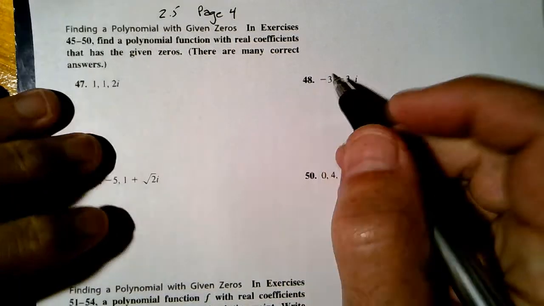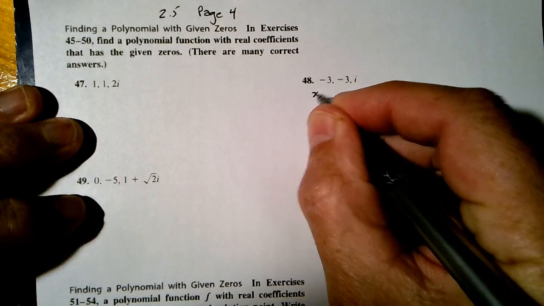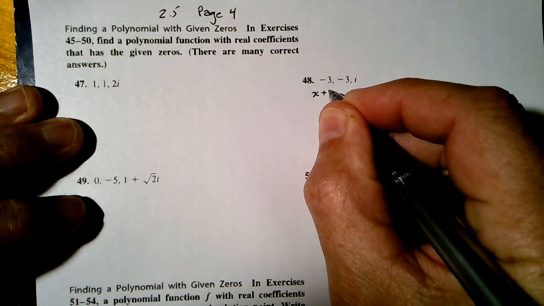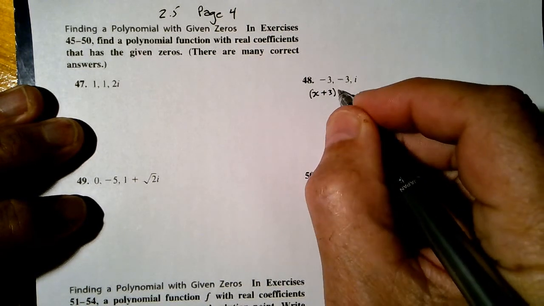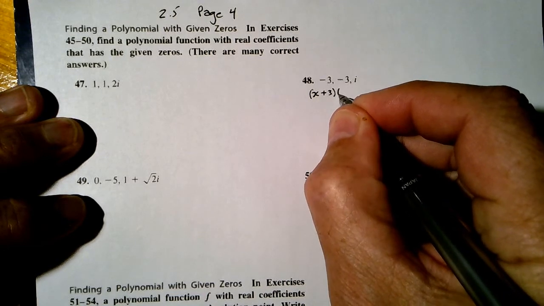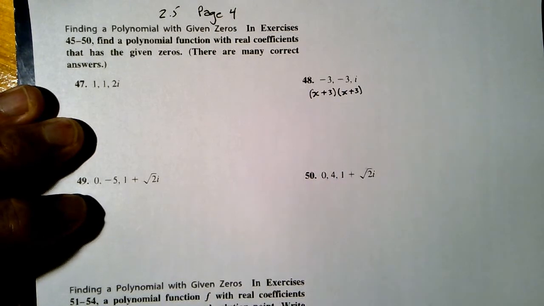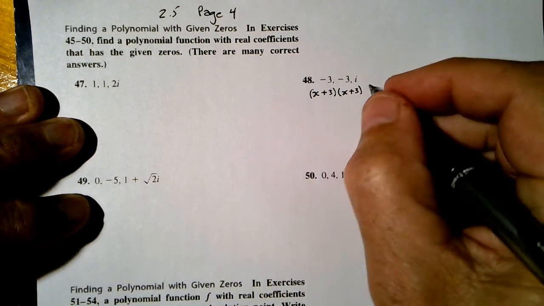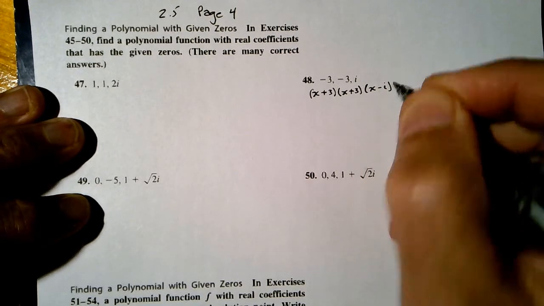So, if -3 is a 0, then x minus -3, or x plus 3, is a factor. -3 is a second 0. X plus 3 is another factor. And i is a 0. X minus i is a factor.